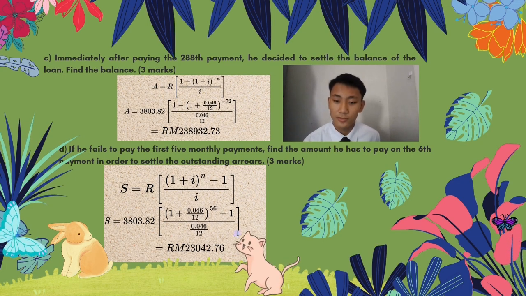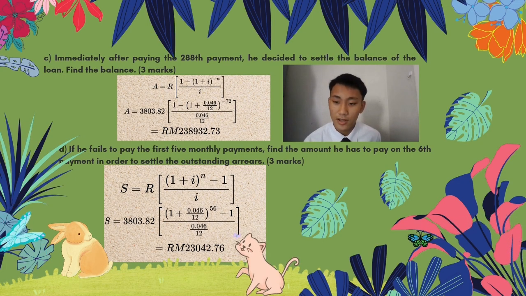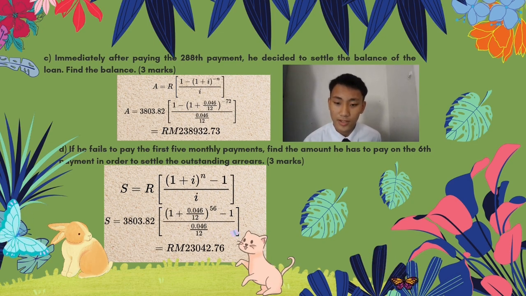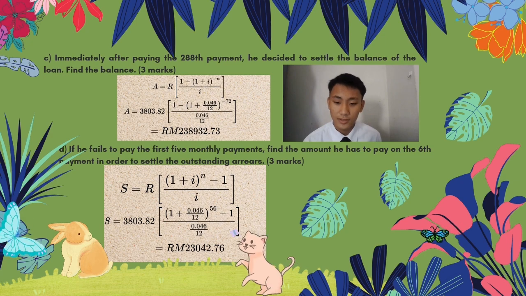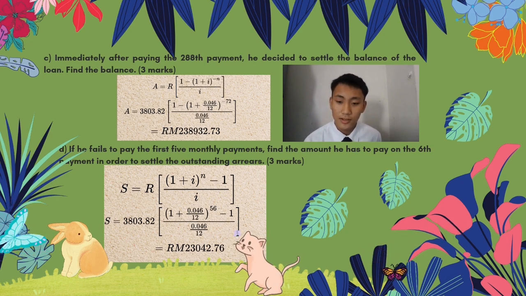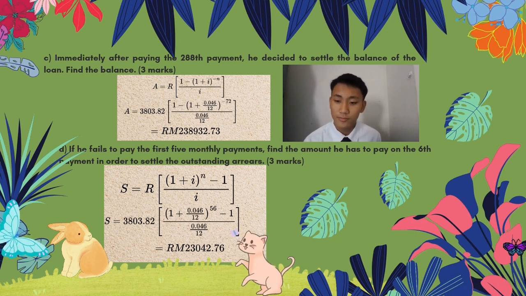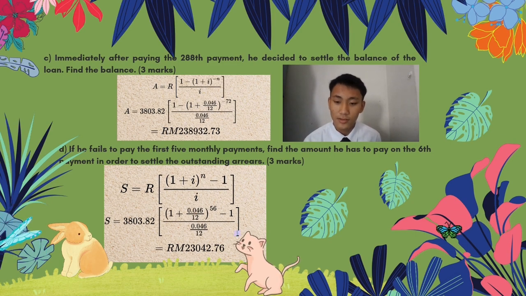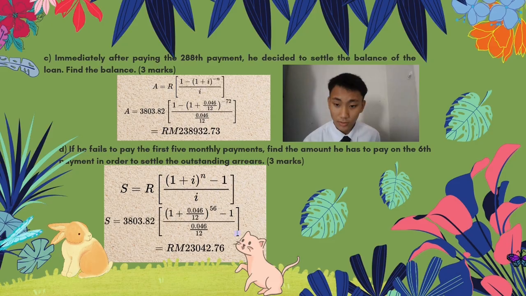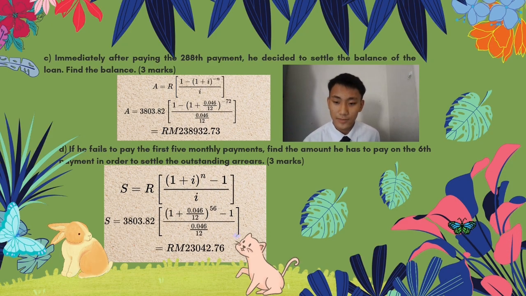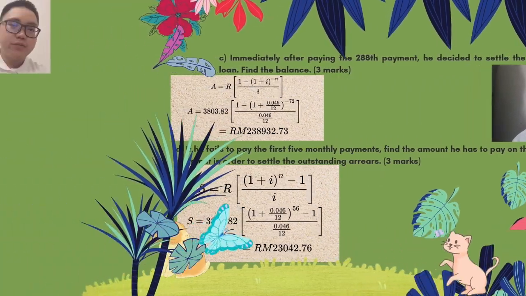D. If he fails to pay the first 5 monthly payments, find the amount he has to pay on the 6th payment in order to settle the outstanding arrears. All we need to do is S equal to 3,803.82 in brackets 1 plus 0.046 divided by 12, power 6, minus 1, which we divide all of that again by 0.046 divided by 12, which we would get RM 23,042.76.